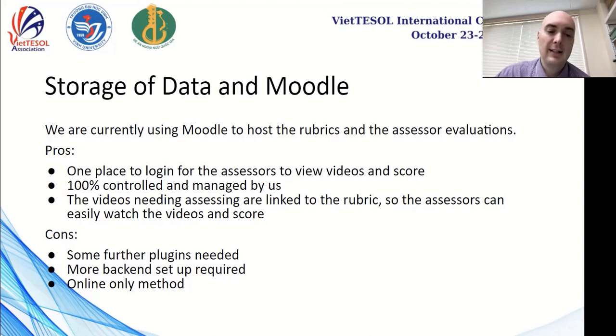Another one is more on our side of things. For the assessors, it's super easy. But for us, we have to get all the videos and assignments all set up and working correctly before we hand it off to the assessor. So that's a little bit of extra work on our end. And it's a benefit that it's online, but it is online only, right? So if you ever had any issues with internet connectivity, you can't do any assessing at that time.